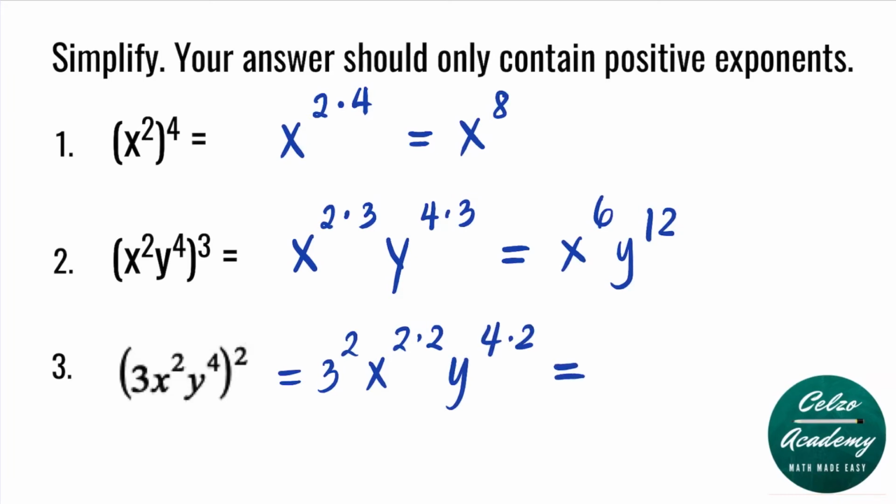Simplifying this, 3 squared means 3 times 3, so that's a 9. X to the power of 2 times 2, that's a 4. And y to the power of 4 times 2, that is an 8. So the answer is 9x to the 4th, y to the 8.